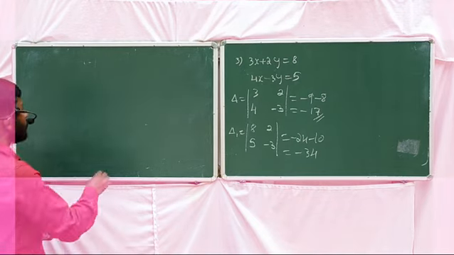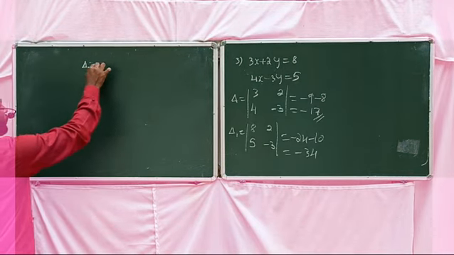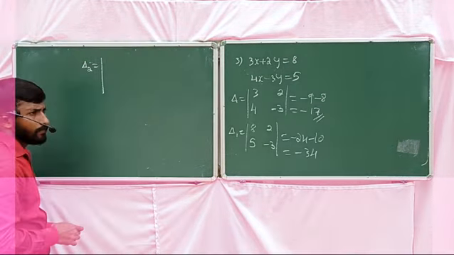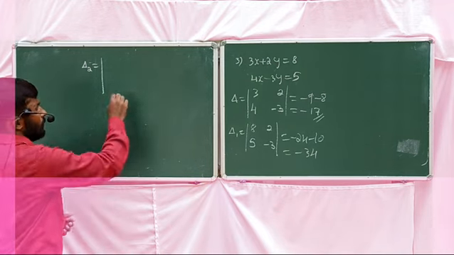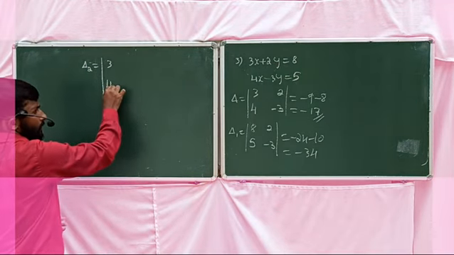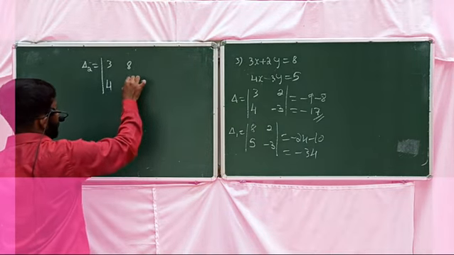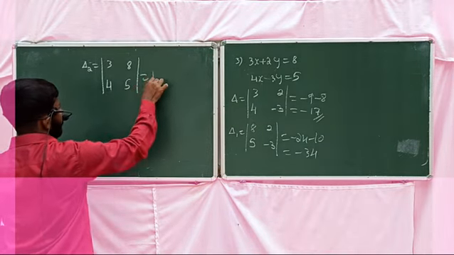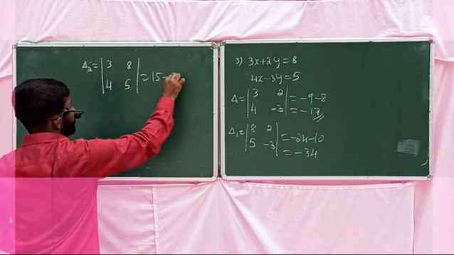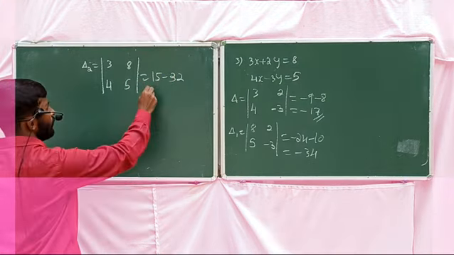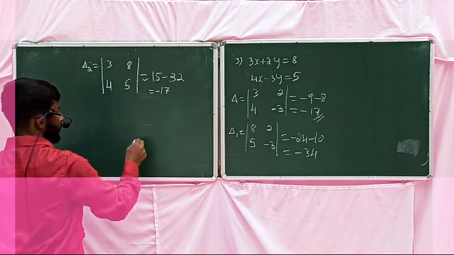Then delta 2 value. Delta 2 value is obtained by replacing coefficient of y in the column 2. So 3, 4 remains the same. Then what's the constant term? 8, 5 in the second column. It's equal to 15 minus 32. Its value is equal to minus 17. Okay.